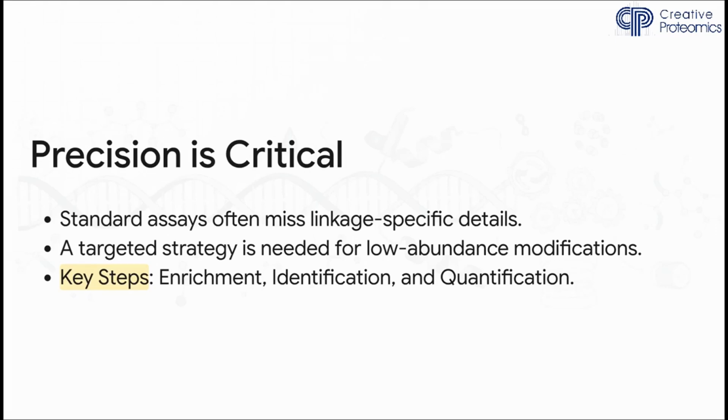A standard assay might tell you, yep, this protein is ubiquitinated, but it'll probably miss the crucial linkage-specific details. Is it a K48 or a K63 linkage? I mean, that's the difference between a degradation signal and a signaling scaffold. Just blindly sequencing everything is super inefficient. To get real, meaningful answers, you need a targeted strategy, one that can enrich for these fleeting, low-abundance modifications, identify the specific linkages, and then quantify the changes accurately.